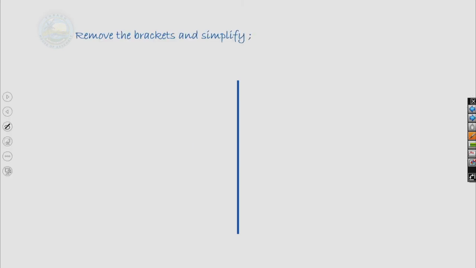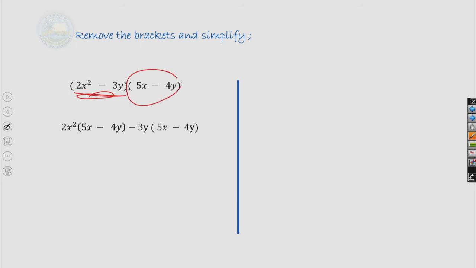Let's look at another example. Remove the brackets and simplify. Again, a case of products of two binomials, and we can utilize either of the two approaches. Again, the first approach is to take everything that's in the first bracket and multiply by the entire second bracket. So we'll take the 2x squared and multiply that by the second bracket, and then the negative 3y and multiply it by the second bracket. Again, remember, based on our distributive property, whatever is in front of the bracket has to be multiplied by everything that's inside the bracket. So it's going to be 2x squared by 5x, giving me 10x cubed.